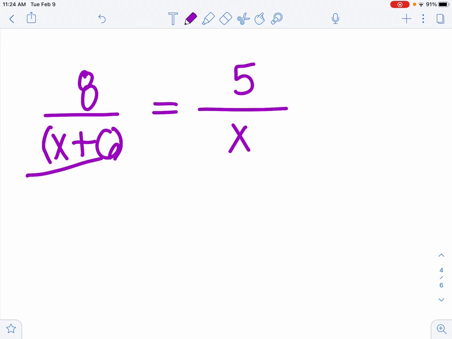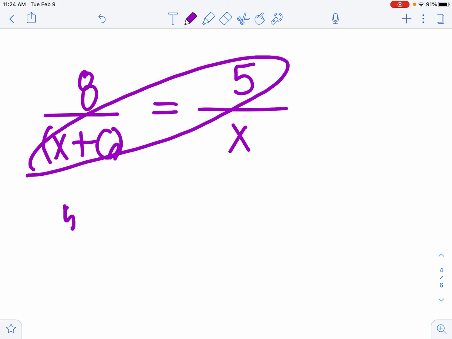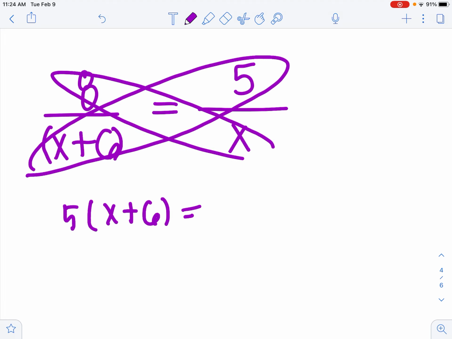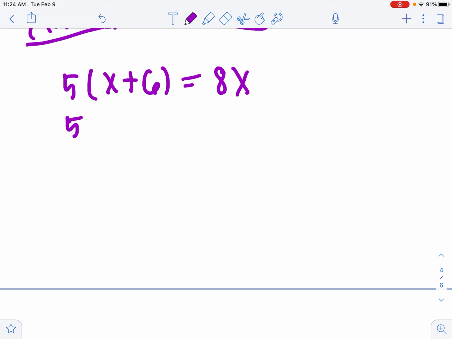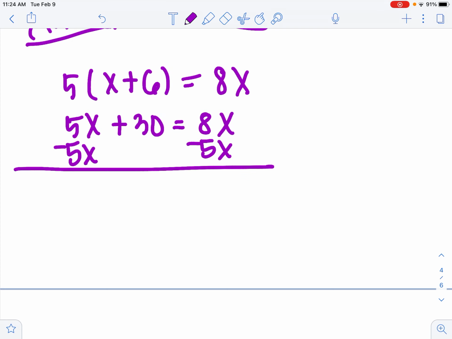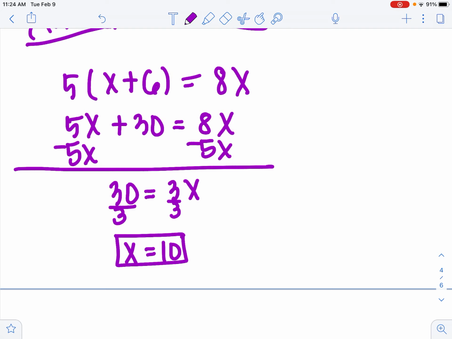So now I need to cross multiply and solve this. This is a binomial, so I'm going to put it in parentheses. I have 5 times (x plus 6) is equal to 8x. Distribute. 5x plus 30 is equal to 8x. Subtract 5x from both sides. I have 30 is equal to 3x. Divide by 3, and we have x is 10.